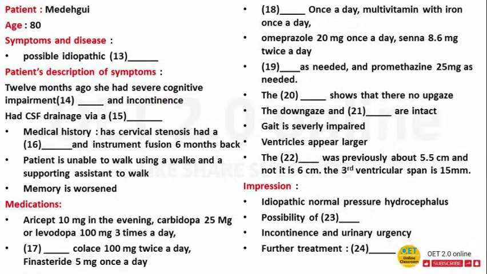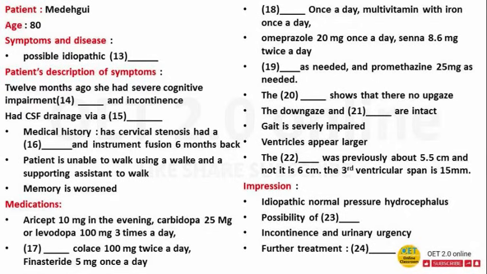Good morning, Mr. Medehgul. Be seated. Tell me about your problem. Doctor, I wanted re-evaluation of possible idiopathic normal pressure hydrocephalus. Okay. What's your age now? I'm 80, Doctor. May I know when and how you developed this illness? Well, it started 12 months ago. I had severe cognitive impairment, gait impairment and incontinence.